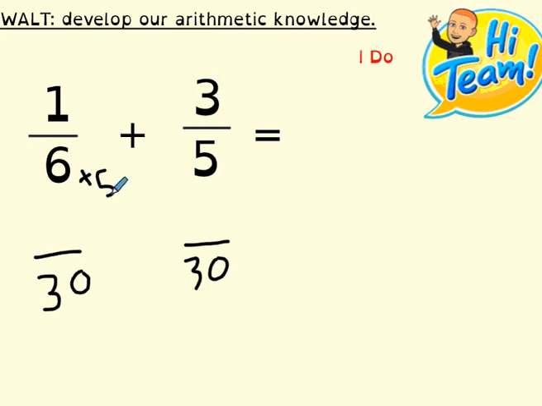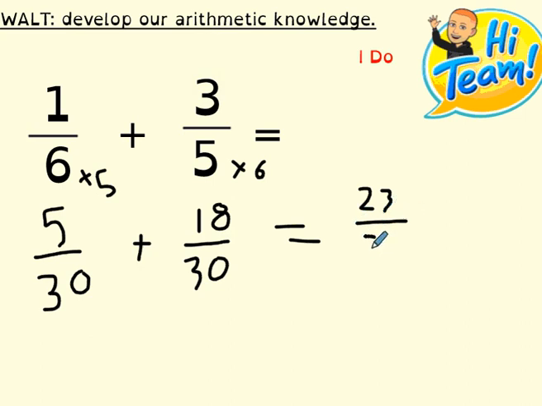would be 30. 1 times 5 is 5. I'm adding, so put my add sign in. 5 times 6 would get me to 30. 6 times 3 would get me to 18. Add them together would get me to 23 30ths. If you didn't know what the common denominator would be there, you would write out your multiples of 6, write out your multiples of 5, and then circle the common multiple, which would give you your denominator.